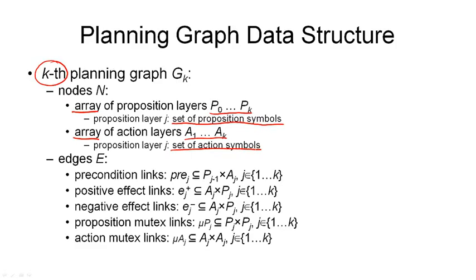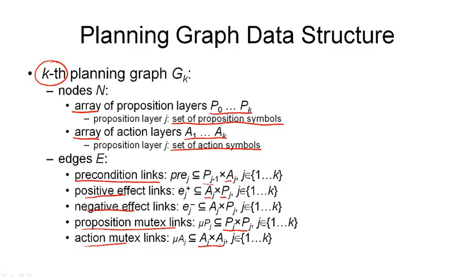In fact, we have 5 different types of edges, all the ones we've seen before. So there are precondition edges going from proposition layer Pj-1 to action layer Aj. We have positive and negative effect links, which connect the action layer Aj to the following proposition layer Pj. And then we have mutex relations. They are the proposition mutex links that are within each proposition layer, and we have action mutex links that are within each action layer.